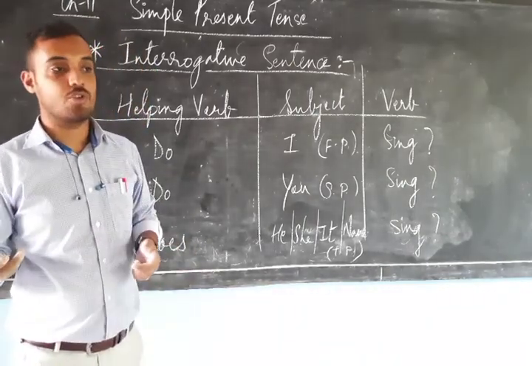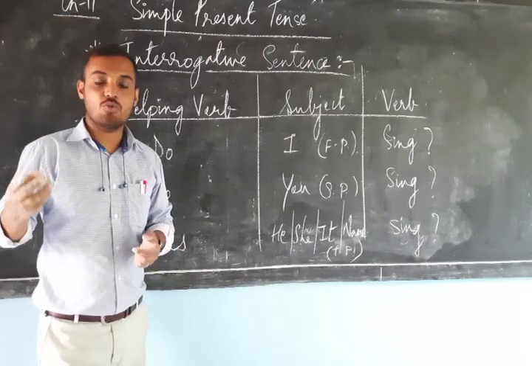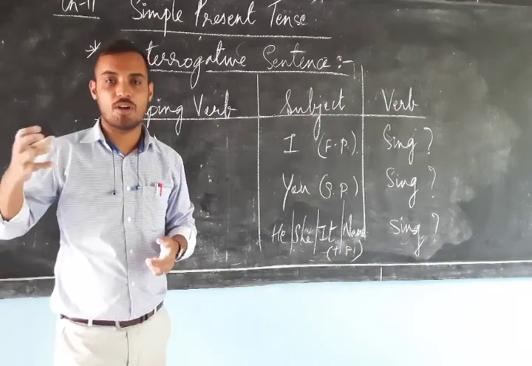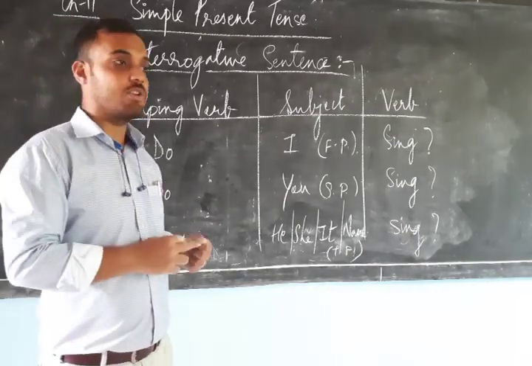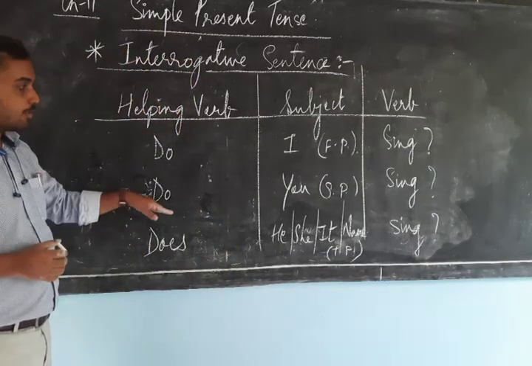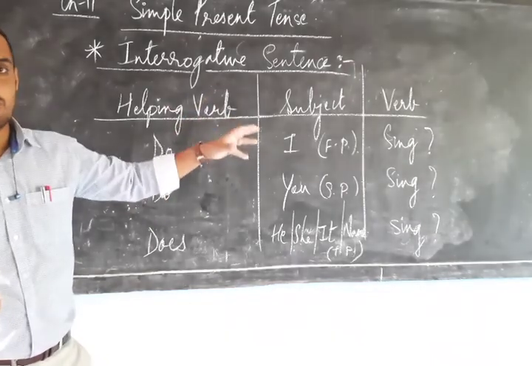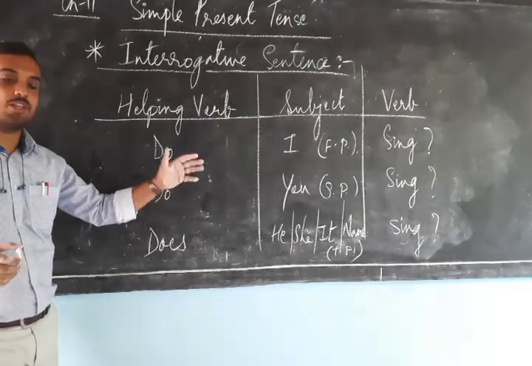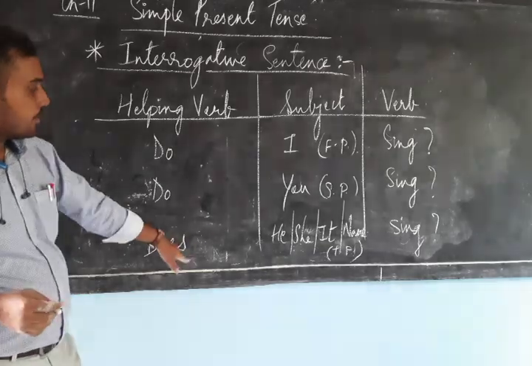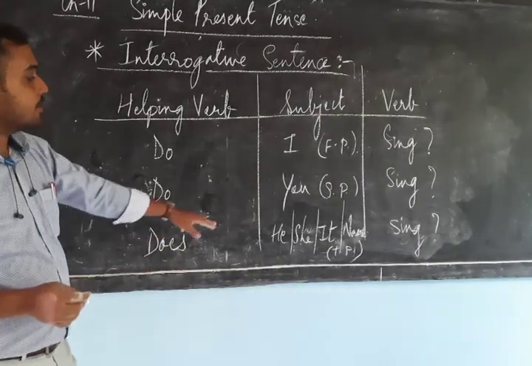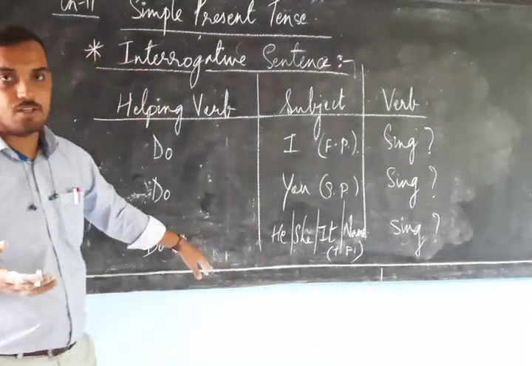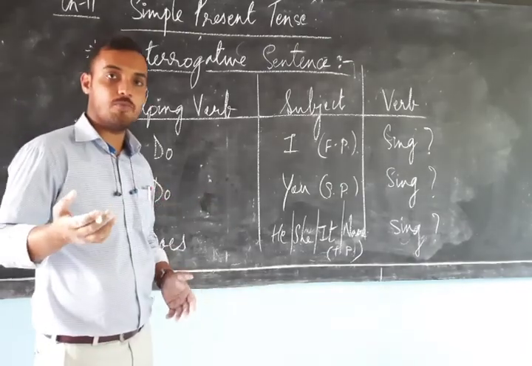There are different types of questions. First, there are questions that need information, and you have to give long answers to them. But there are certain questions which can be answered in either yes or no. Here we are using only the yes and no questions. Third person, singular subject: does he sing? Does she sing? Does any name of a person sing?